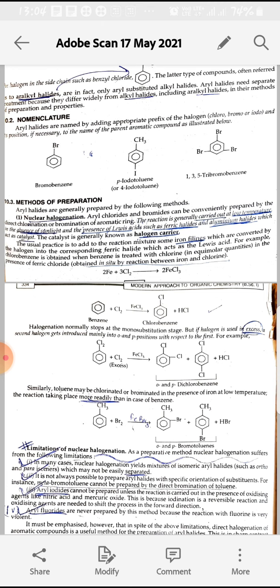presence of Lewis acids. Mainly, for this it is necessary that either the temperature is low, or there is absence of sunlight, or presence of Lewis acids, and mainly the presence of Lewis acids, for example ferric chloride FeCl3, aluminum halides, which act as catalyst. So in presence of catalyst there will be direct halogenation of the benzene ring.